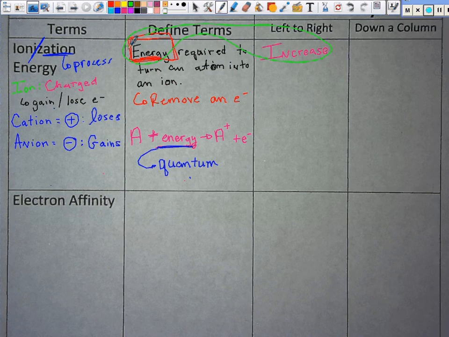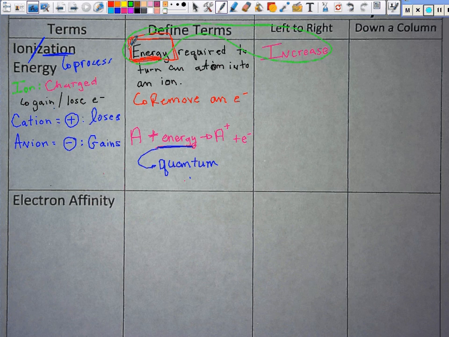We're getting there. Kind of hold that thought. I'm talking about specifically how hard would it be to remove an electron? As you go left to right on the periodic table, it gets harder and harder and harder. So you have to have more and more energy.